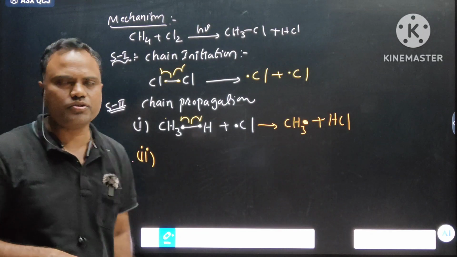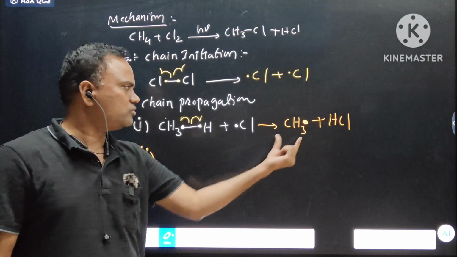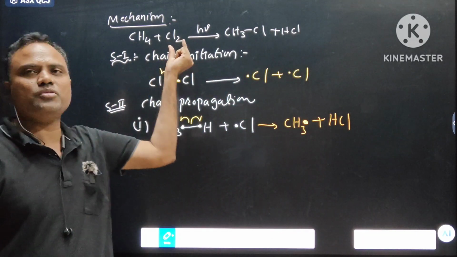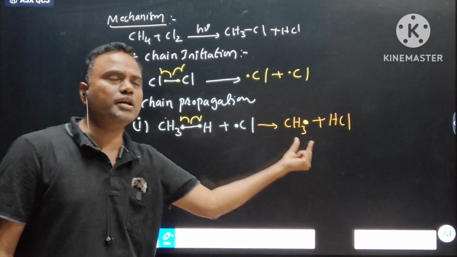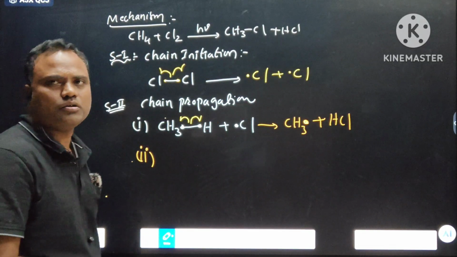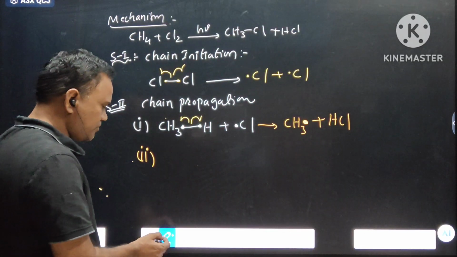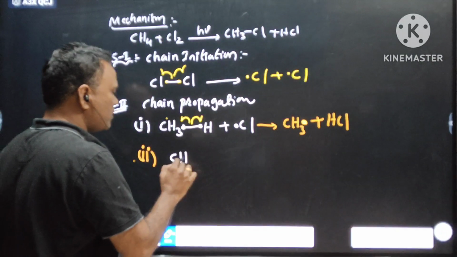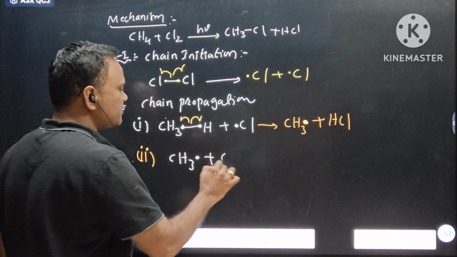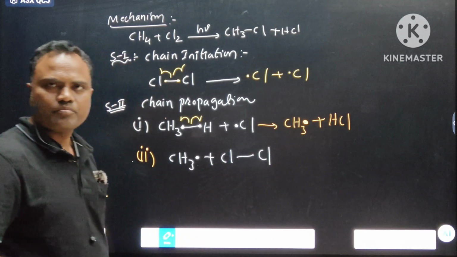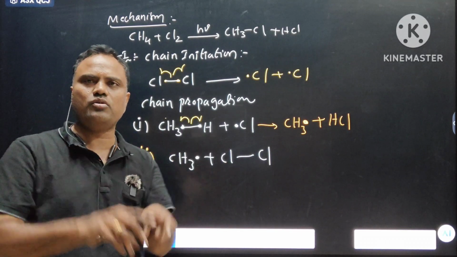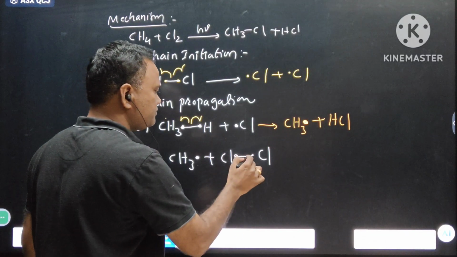Propagation 2. In propagation 2, the formed methyl radical reacts with a halogen molecule. You have to practice these steps. There is no logic in this, just practicing only. The formed methyl radical reacts with a halogen molecule. Right? In the halogen, the Cl bond is there. Now this bond will undergo homolytic cleavage.